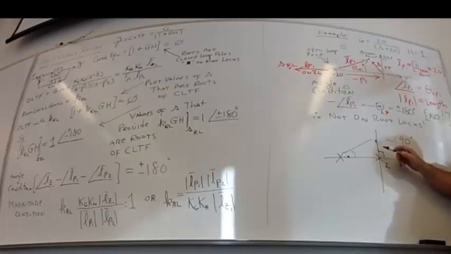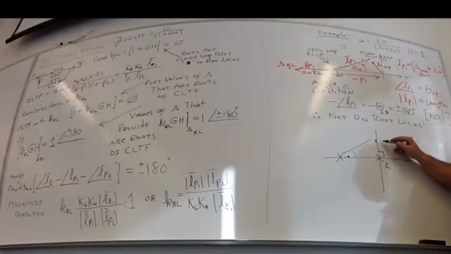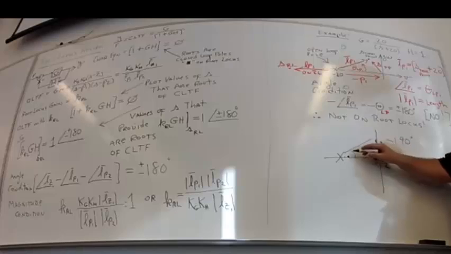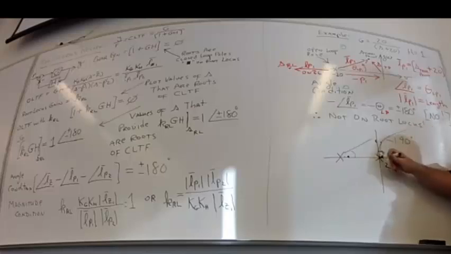Where do I have to go to make this work? To the right, yeah? Here? Make this 85, 85, 10. 85, 85, 10 is 180. So what does that tell me about the root locus? I'm screwed, right? You see that?